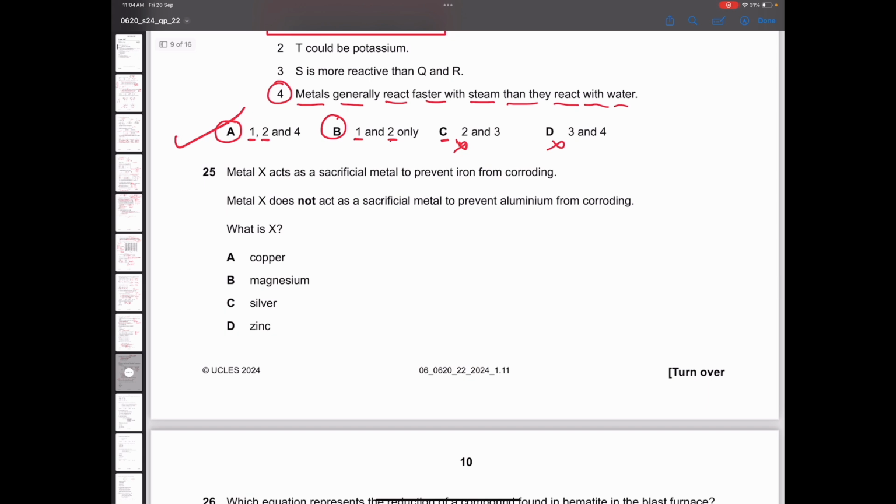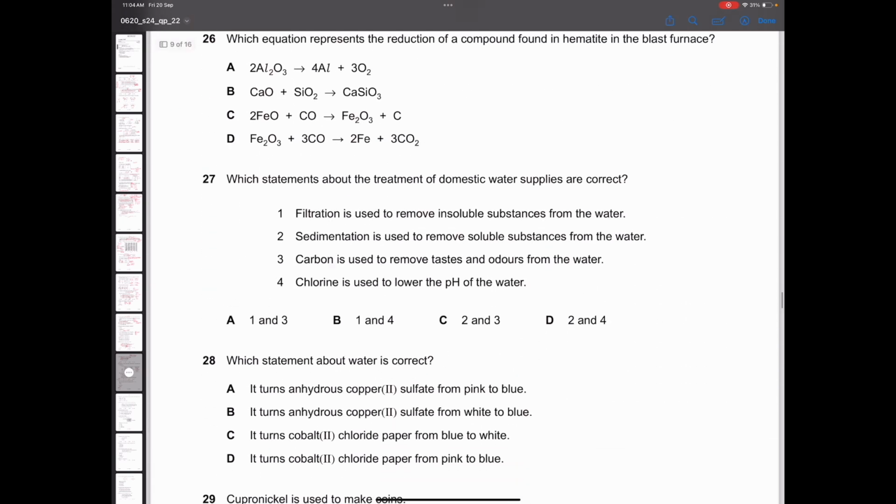Metal X acts as a sacrificial metal to prevent iron from corroding. So we know that for sacrificial protection of iron, zinc is used. Zinc is the correct answer. Metal X does not act as a sacrificial metal to prevent aluminum. Yes, that is true. So option D will be correct.